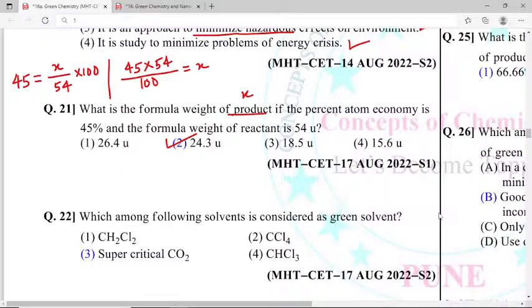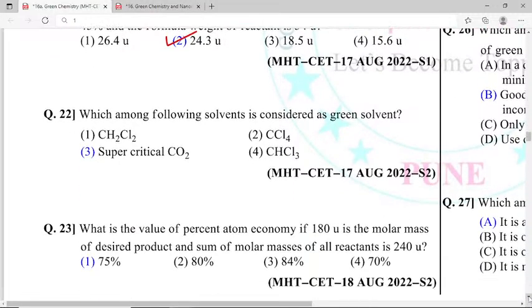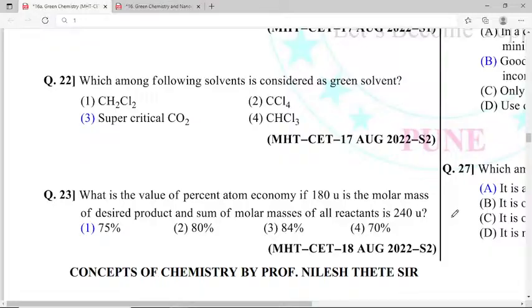Next, which among the following solvent is considered as a green solvent? So supercritical CO2 as a green solvent, and again water. Water also as a green solvent.